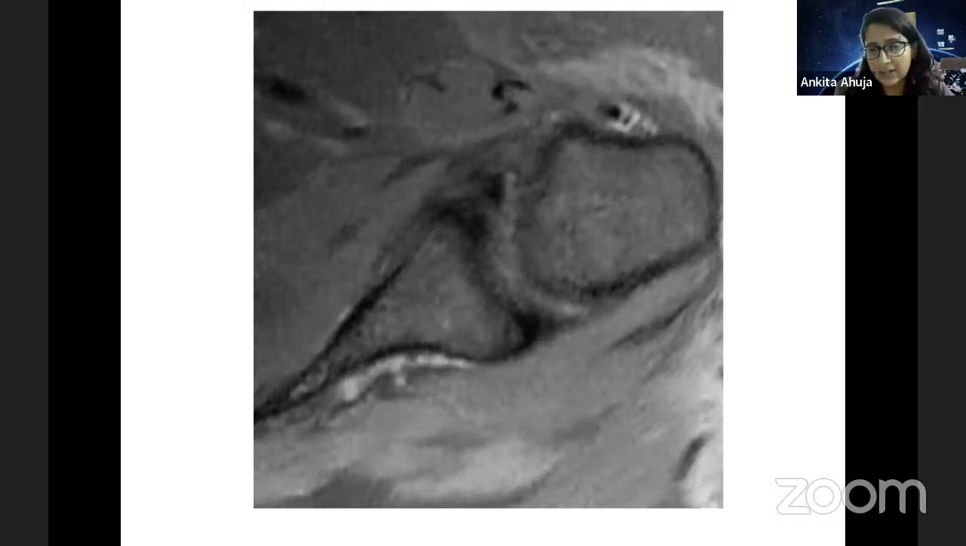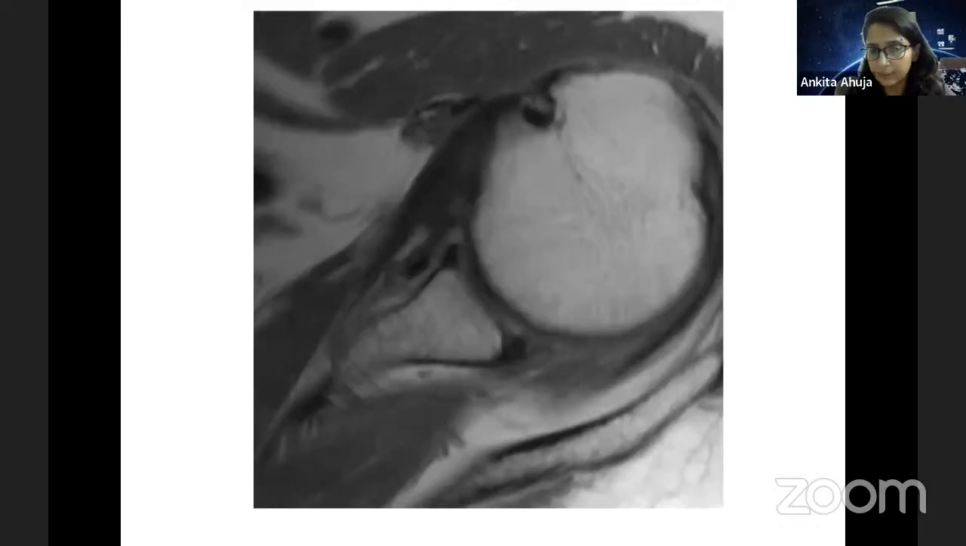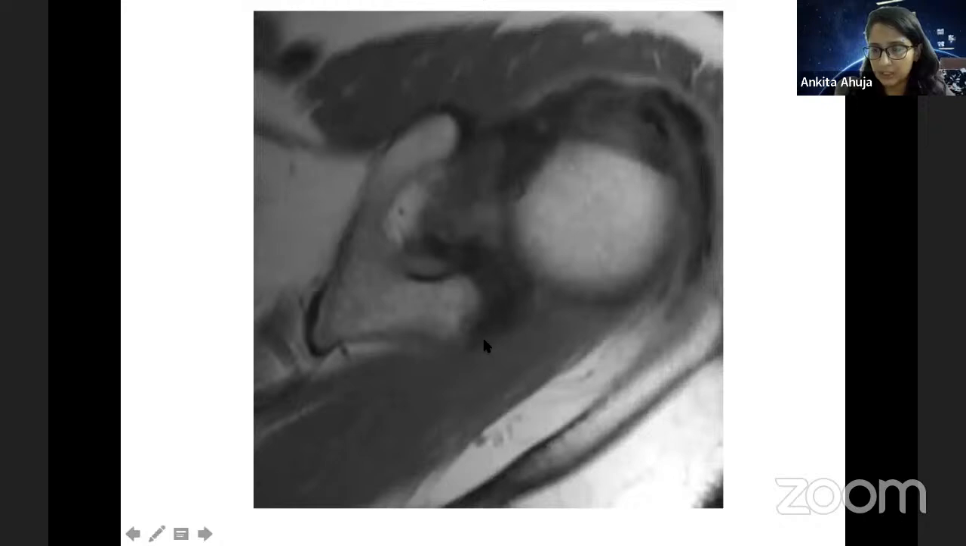It's best seen on axial, especially the anterior and posterior labrum, but you need to go back and forth and see it on coronal and your sagittally weighted images as well. We preferably use this sequence, which is PD sequence. So how do you differentiate this sequence from this?